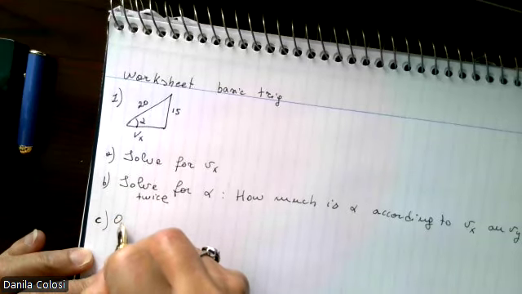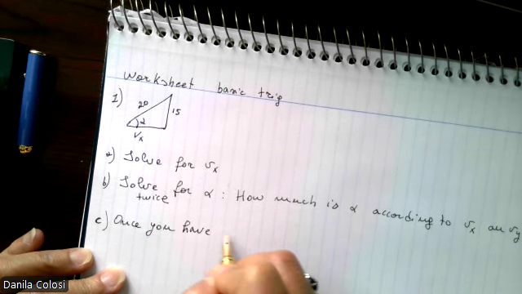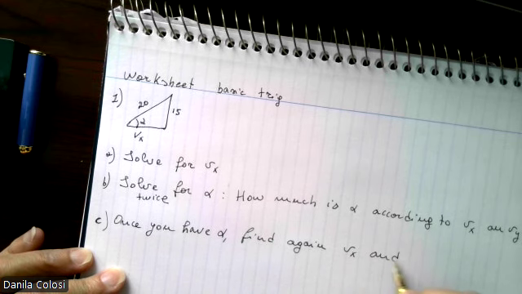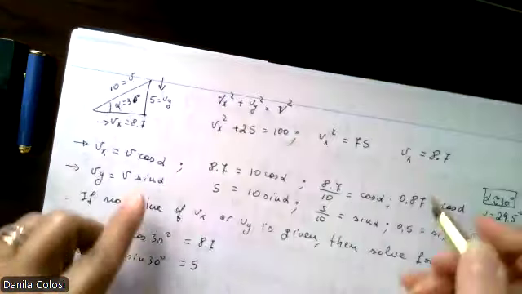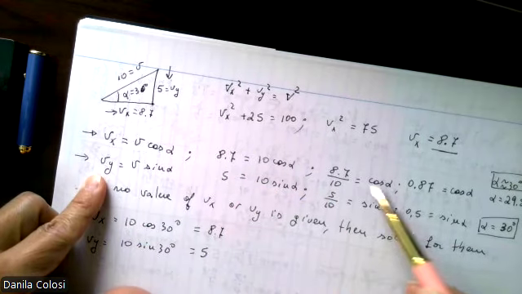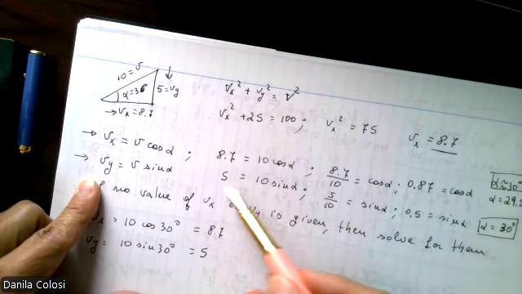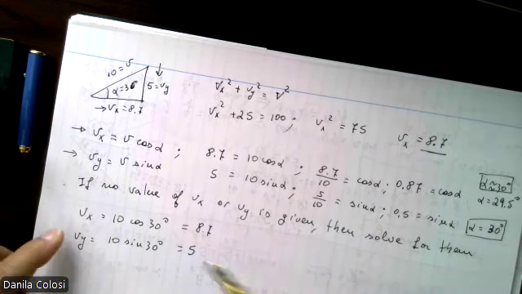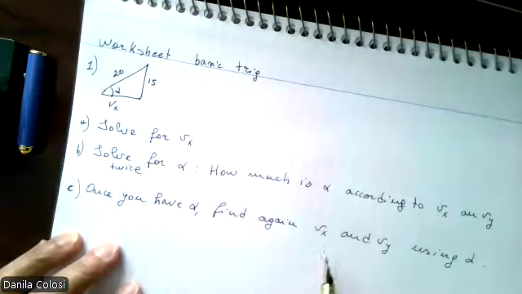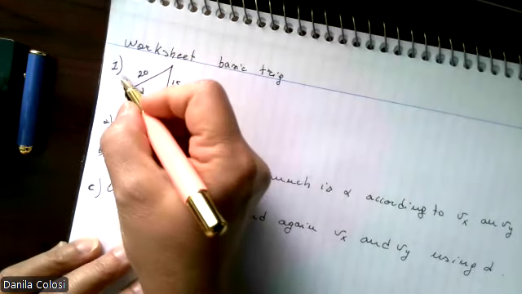And then once you have alpha, find again Vx and Vy using alpha, okay? So find your Vx first, then find alpha according to these equations, these steps, and find also alpha according to this. So you find alpha twice, okay? Then at this point, you will solve for Vx and Vy, pretending that you do not have those values, okay? So this is number one.